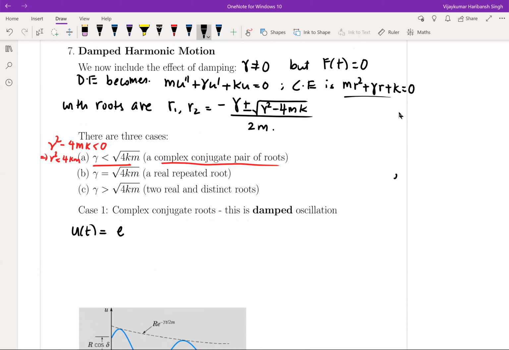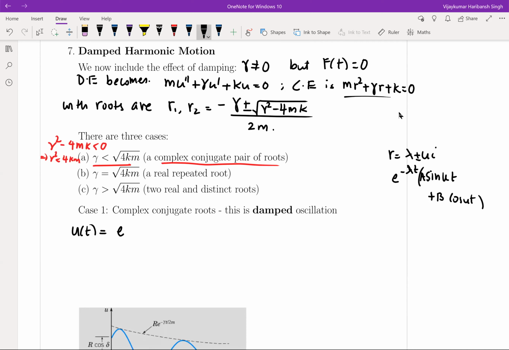So remember, if the roots were r = lambda plus or minus mu i, the solutions were of the form e to the power lambda t times (a cos of mu t plus b sine of mu t). Yeah, this was your general solution for the complex roots of the characteristic equation.